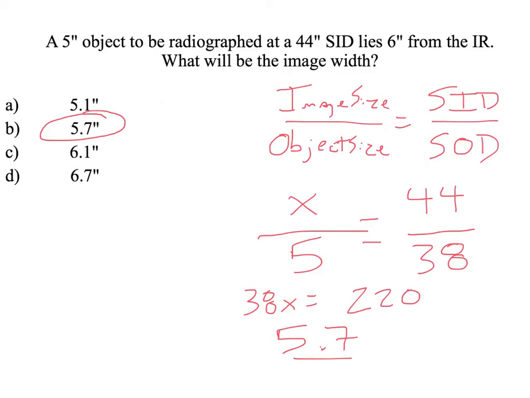Any questions about that? That is a very helpful formula to have. The image size over object size equals SID over SOD. You might want to write that in your book near their information on magnification factor. Image size over object size equals SID over the source to object distance.